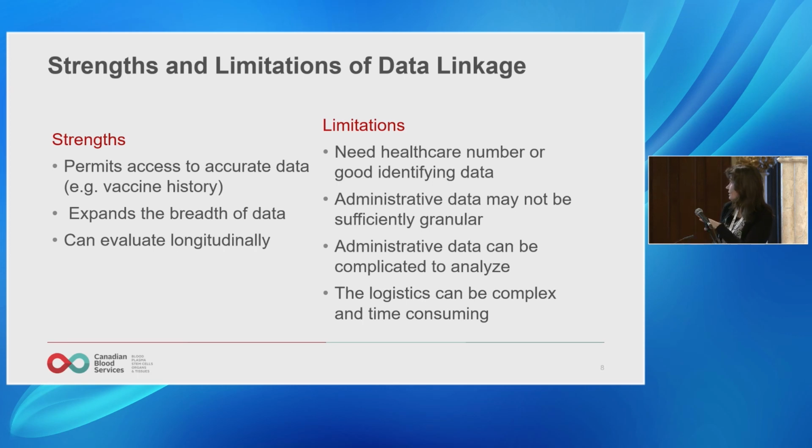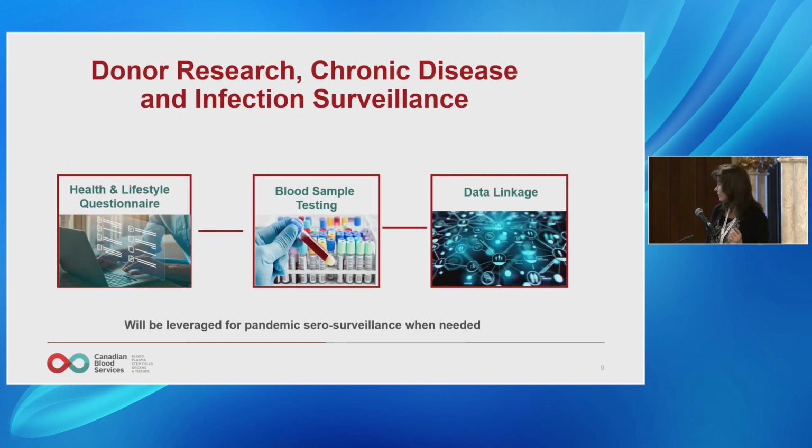Other important limitations are, like I say, you need to have identifying data. The administrative data may not be sufficiently granular. It's not like doing a clinical study. You will not have data on people who don't go to see a doctor, so there are certain people that are not captured in there, and you don't get data on risk factors. So some limitations in what you will get can be more difficult to analyze, and the logistics of actually doing the linkage are very complicated.